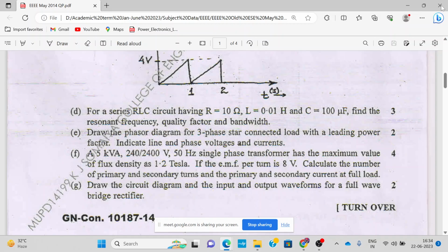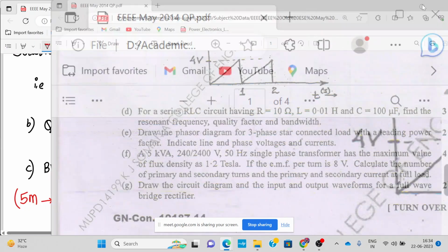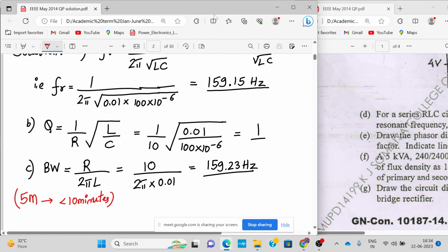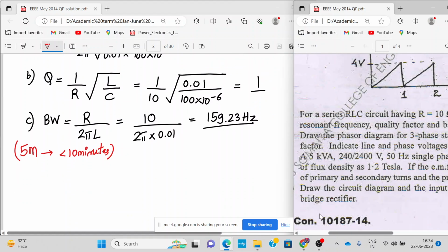So this phasor diagram, if you all want, I will draw it, no problem at all. But at the end, do you all want me to draw it once, or can you manage on your own?